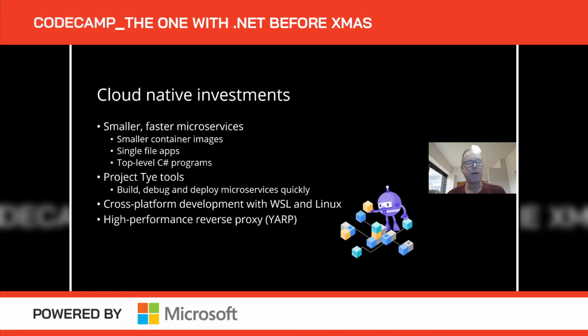The next thing when it comes to cloud native is smaller, faster microservices. I already showed a lot of the perf improvements that we have in the tech, but we continue to make our container images smaller, single file applications, and top level programs so that you write less code. And then I already showed that cross-platform development with WSL and Linux. So let's do a couple things here.